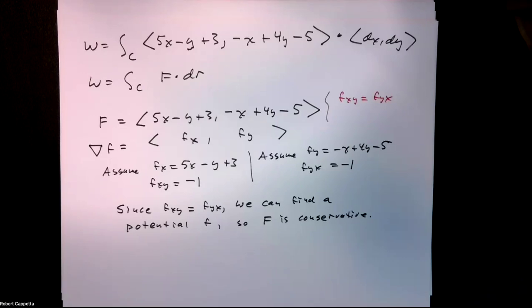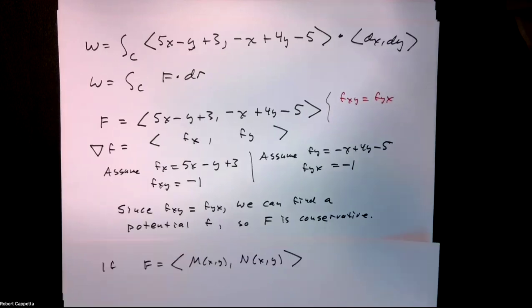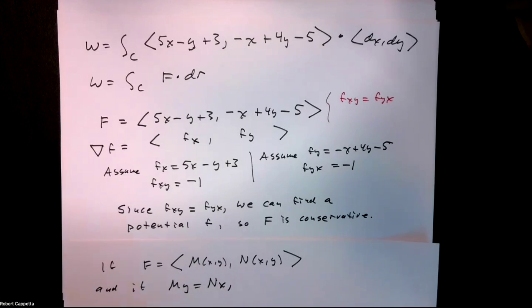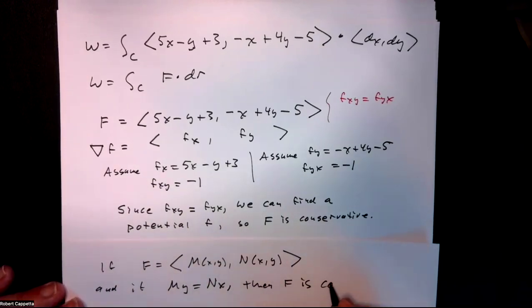So that's helpful. That enables me to use the fundamental theorem of line integrals. Let's just give a general statement here. If I have a vector field F made up of M in the first slot and N in the second slot, and if M sub y equals N sub x, if that happens, then F is conservative, which enables us to find the potential function and enables us to invoke the fundamental theorem of line integrals. So let's try to find the potential function here for this vector field.